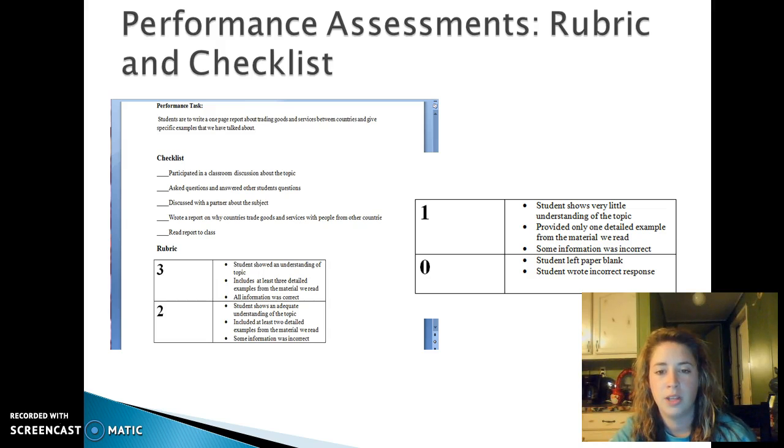I'm not going to read every one of these, but on the lowest one, which is 0, it says student left paper blank, student wrote incorrect response. And on the checklist I put participated in a classroom discussion about the topic, asked questions and answered other students' questions, discussed with a partner about the subject, wrote a report on why countries trade goods and services with people from other countries, and read report to class. As you can see, I used this from my standards.